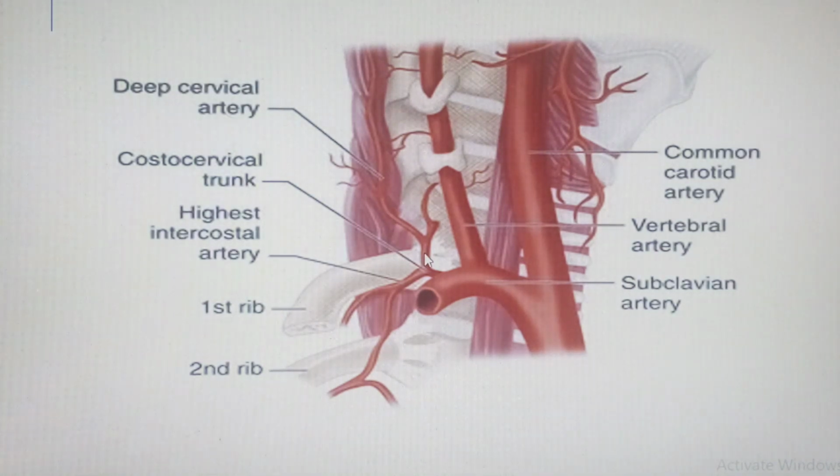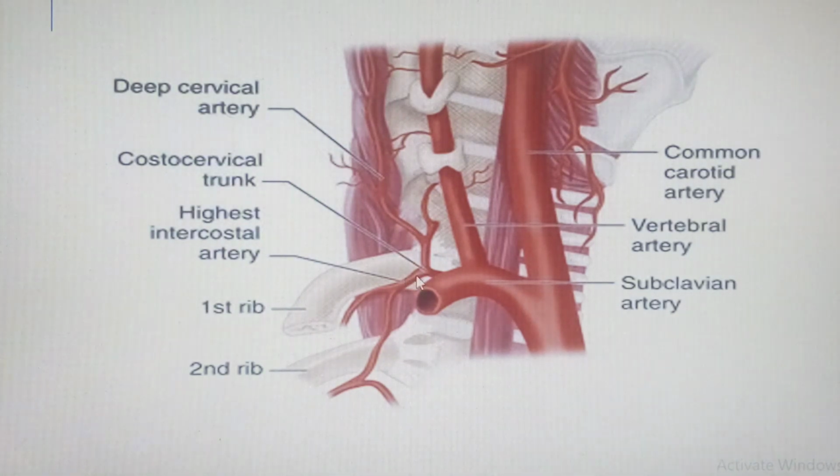But one thing that you have to know is that as this artery runs, it will be coursing between the neck of rib 1 and the transverse process of C7. So as you can see, the neck of rib 1 will be here, and it runs between these, as well as the transverse process of C7, the 7th cervical vertebra.